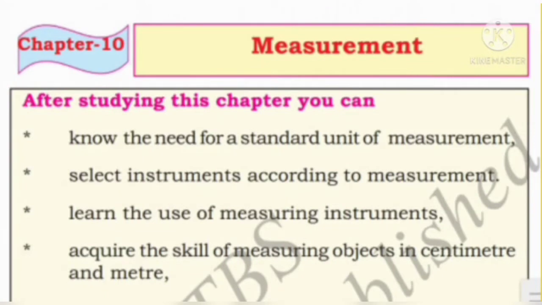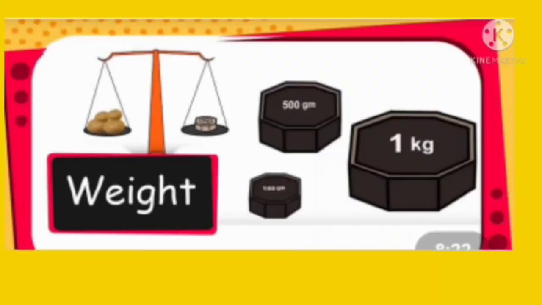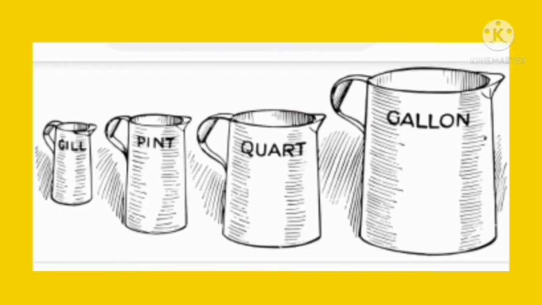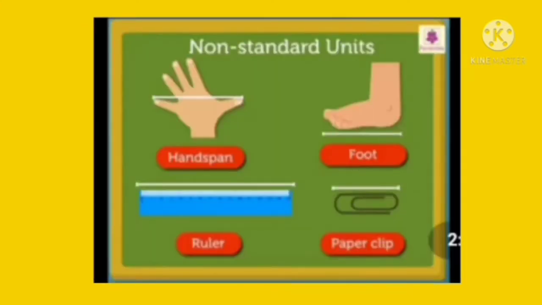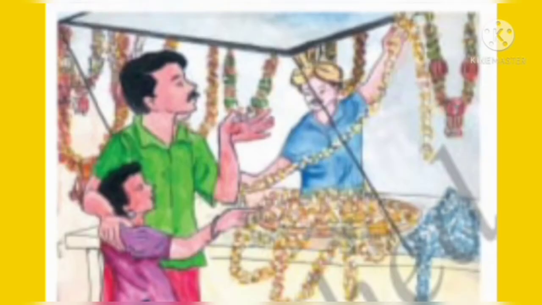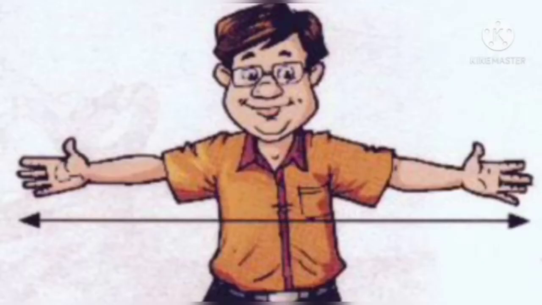Children, let us learn about measurement and how we measure object length, weight and volume using standard and non-standard measurement. Let us see how measurement of length is made in olden times. People used fathom and handspan to measure lengths.